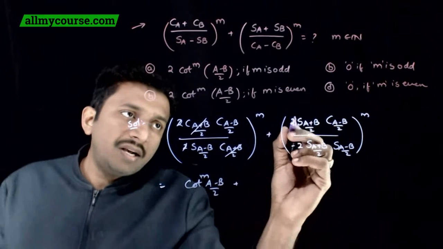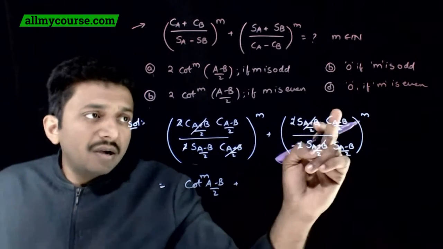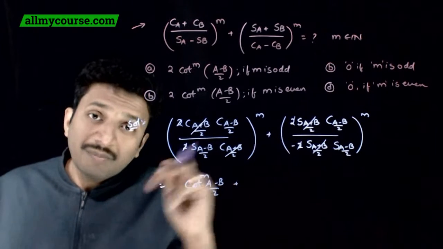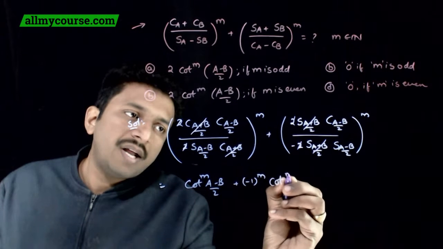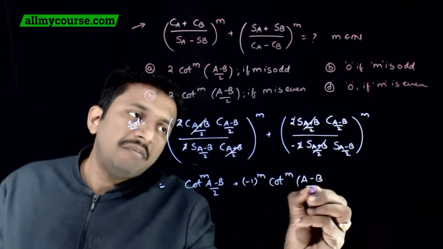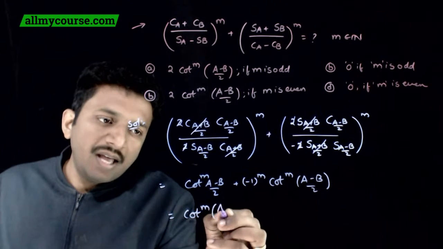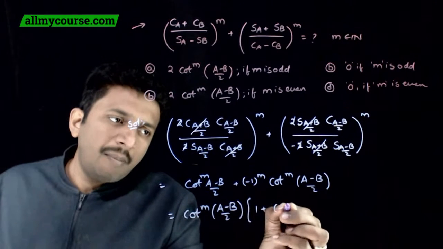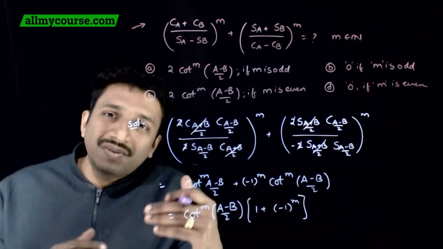Plus. So here 2 and 2 get cancelled, sin((A + B)/2) and sin((A + B)/2) get cancelled. Cos((A − B)/2) by sin((A − B)/2), again it is cot((A − B)/2) but with a minus. So (−1)^m times cot^m((A − B)/2). That's nothing but cot^m((A − B)/2) times (1 + (−1)^m). So we know the nature of (−1)^m.